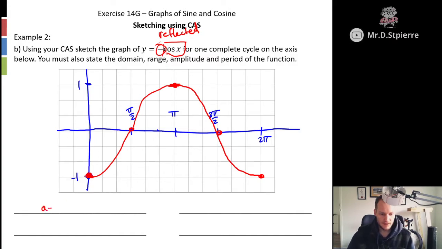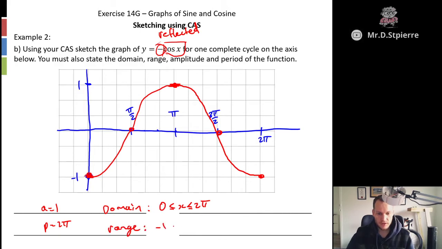Same thing for this. Our amplitude is 1. Our period is equal to 2 pi. The domain is, in this case, from 0 to 2 pi, and the range is from -1 to 1. So that's 2 simple graphs of cos.